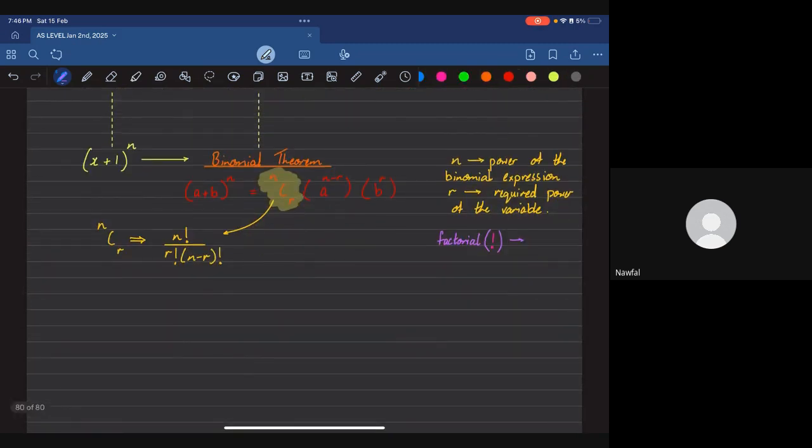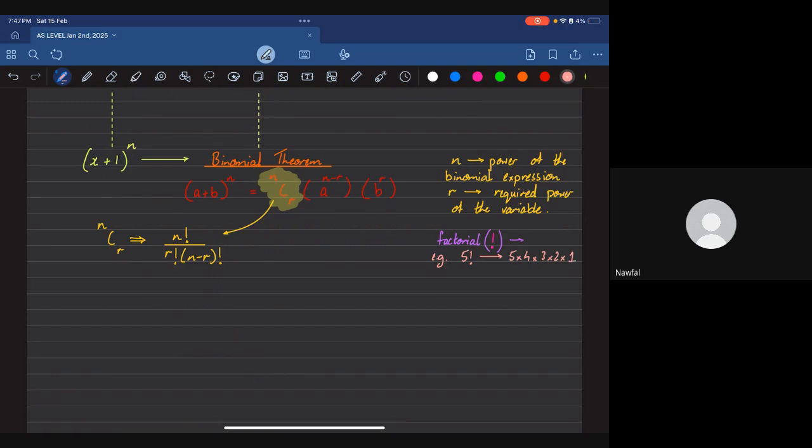I can only explain factorial through an example. I don't know how to describe it in words. If it's written 5 factorial, what that means is you multiply 5 with all the numbers that are preceding it, all the numbers that come before 5. It's going to be 5 times 4 times 3 times 2 times 1.